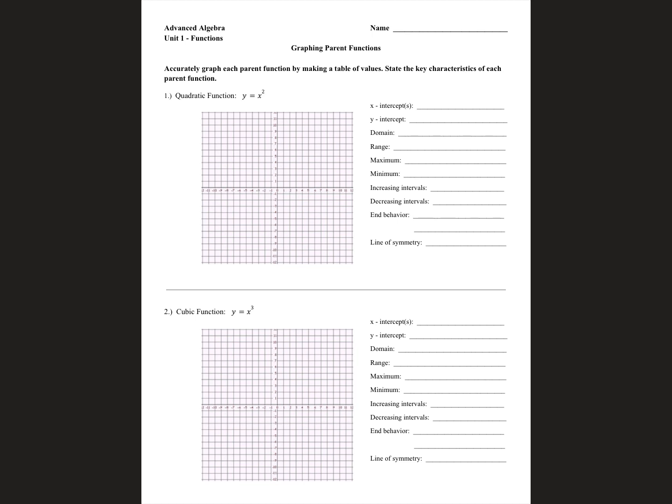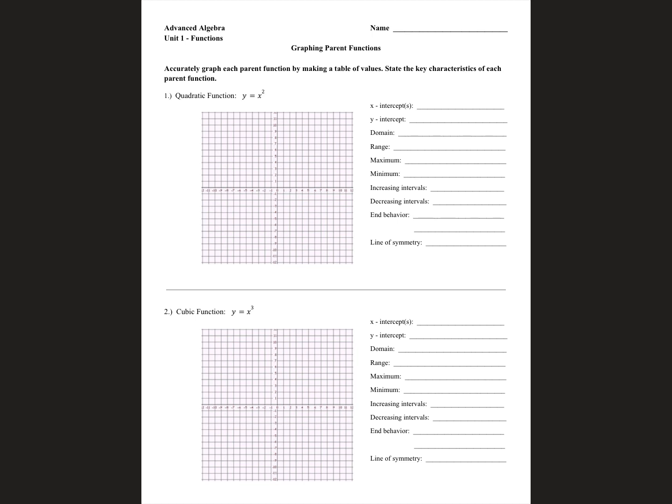First one is a quadratic function. A quadratic function is something you probably were exposed to in intermediate algebra. What makes it a quadratic is when you see that the highest exponent in the function is 2. So a parent function for a quadratic is y equals x squared.